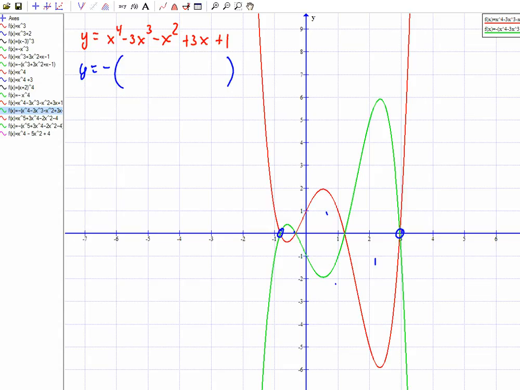Joanna, say again? Mirrored about the x-axis, yes. Take this red one and flip it like that. Take the red one and flip it from up to down. Mirror it about that x-axis.